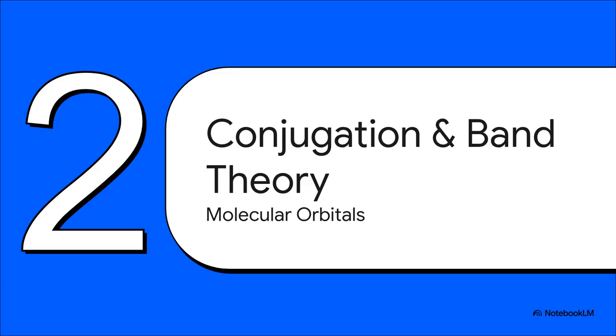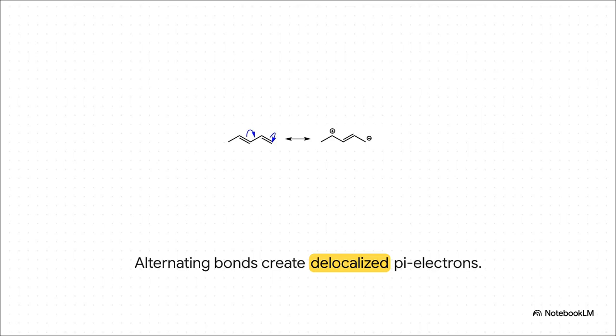Moving to Section 2, Conjugation and Band Theory, the Molecular Orbital Perspective. The absolute structural foundation of these materials is a heavily conjugated system. You literally have to have strictly alternating single and double bonds running all the way along the carbon backbone of the polymer. This exact geometry is the mandatory prerequisite for everything we're about to discuss.